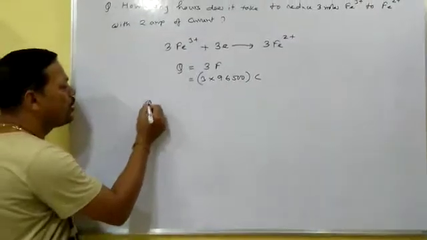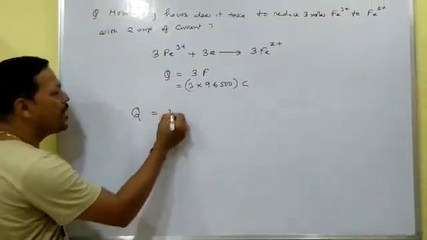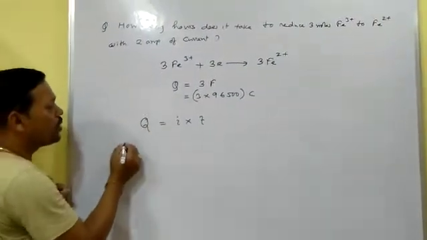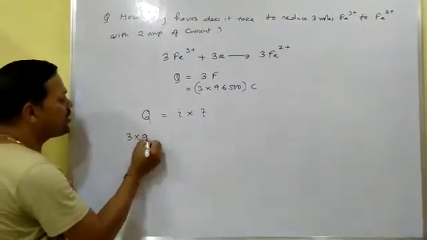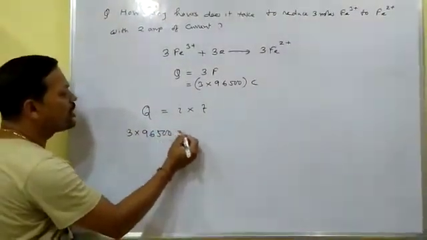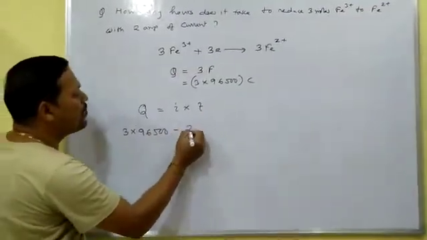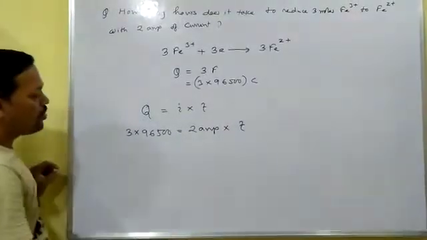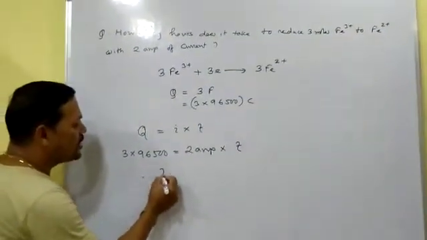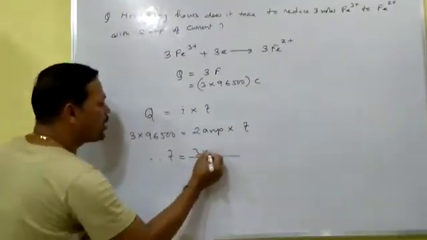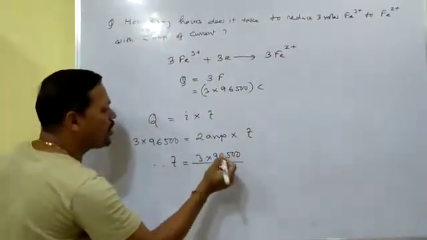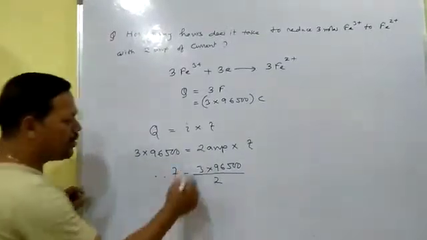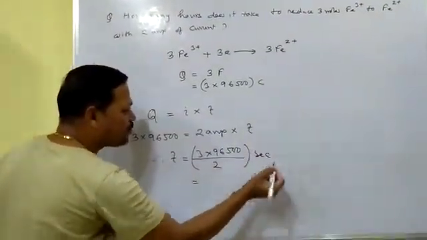As you know, charge is equal to I into T, I mean current into time. So the charge is 3 into 96500 coulomb. This is equal to I, given as 2 ampere in the question. Then you can find out the time required for this reduction. Therefore, T is equal to 3 into 96500 coulomb divided by 2. When you do the calculation, you will get the time in terms of seconds.